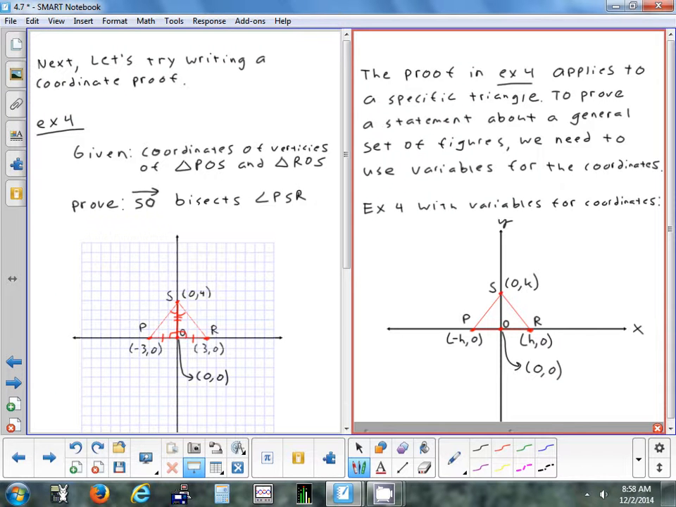Any question about how we set up that diagram on the right? I would say for this particular proof, that would be the best place to put it. If you decide to start placing your triangle up over there, that's going to make your proof a lot harder. Try to position the triangle in a good spot.